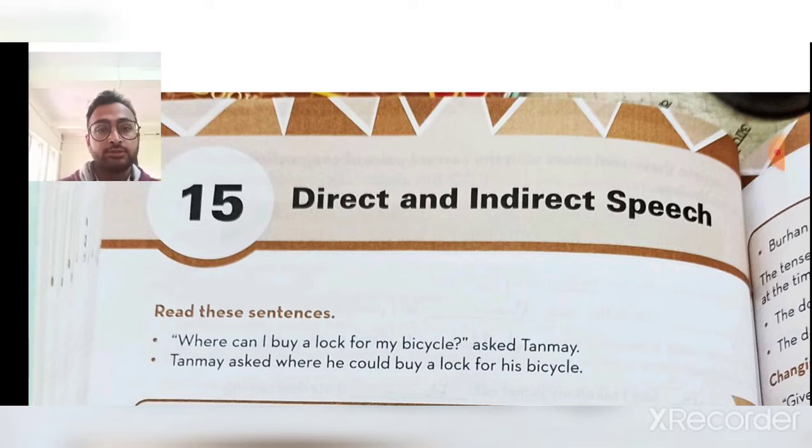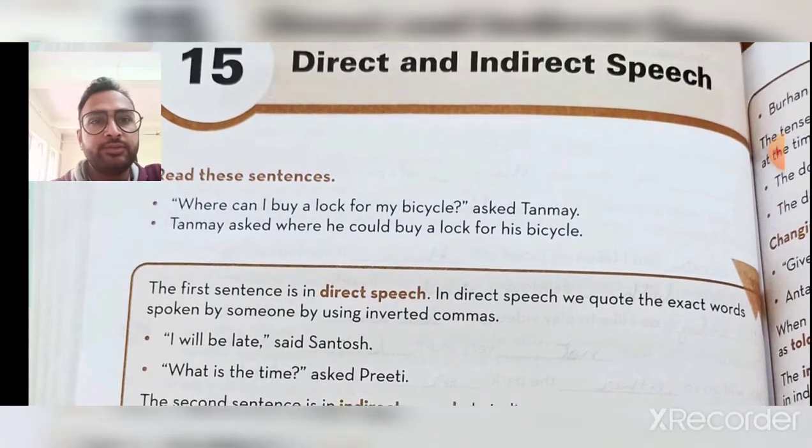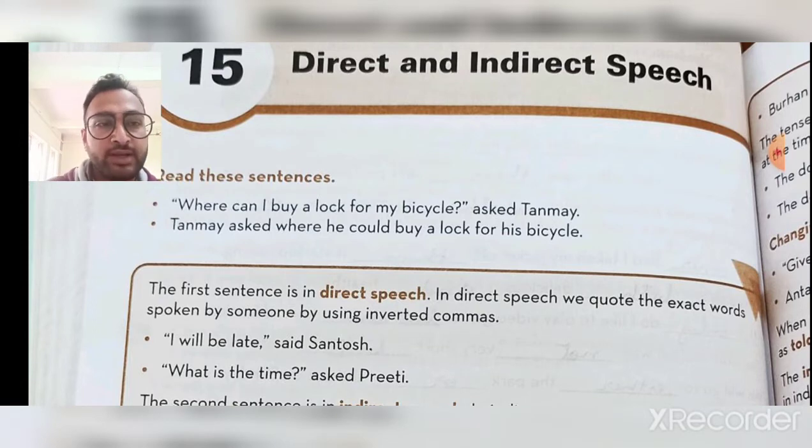So, students, today we are here to learn the chapter Direct and Indirect Speech from Grammar of Standard 7th. Please read the sentences before we start the chapter. There are two examples you can see here. Where can I buy a lock for my bicycle? Asked Tanmay. Tanmay asked where he would buy a lock for his bicycle.